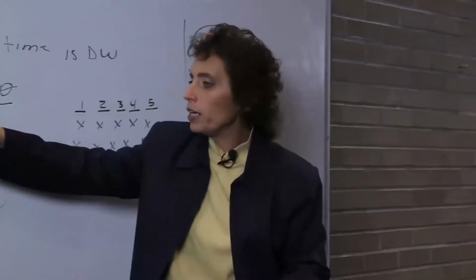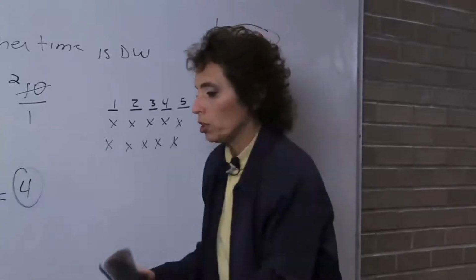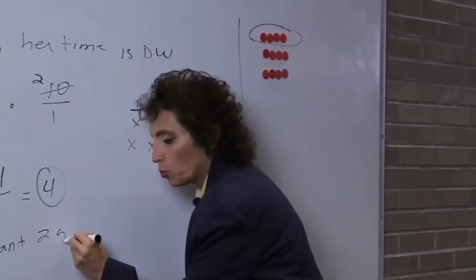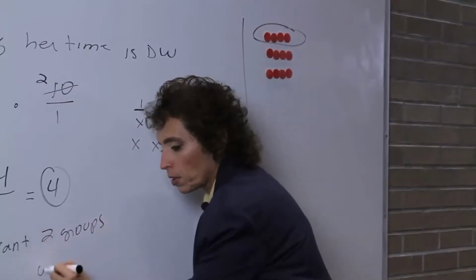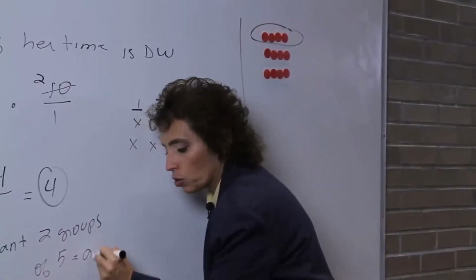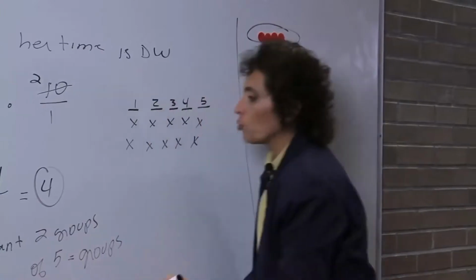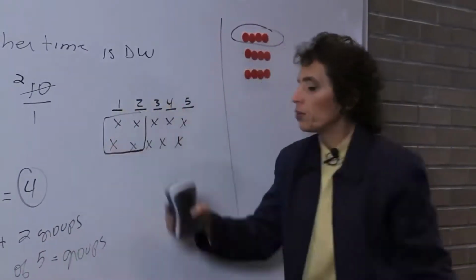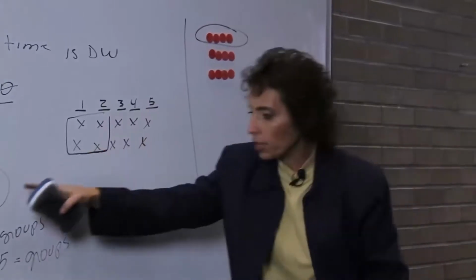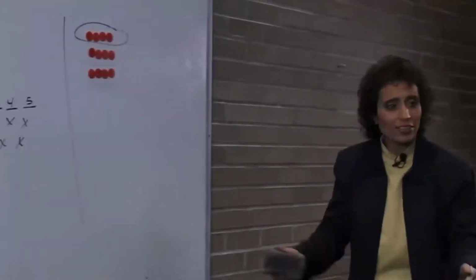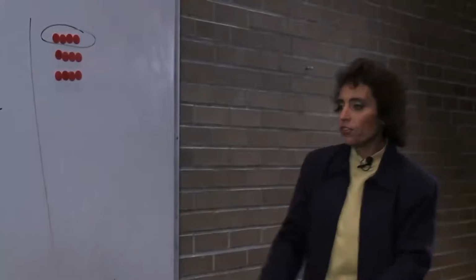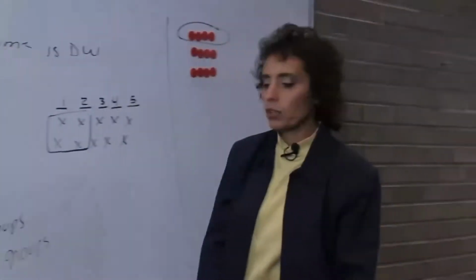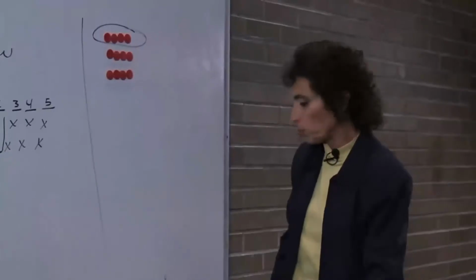But this tells me I want 2 groups of 5 equal groups. That's what we're saying. So I want 2 groups. So here's 2 groups. And how many are in 2 groups? 1, 2, 3, 4. That's how we get that 4. So that's all that's saying. Okay? This is the number of how many equal groups. This is how many of them we want. Okay? So let's do another problem.